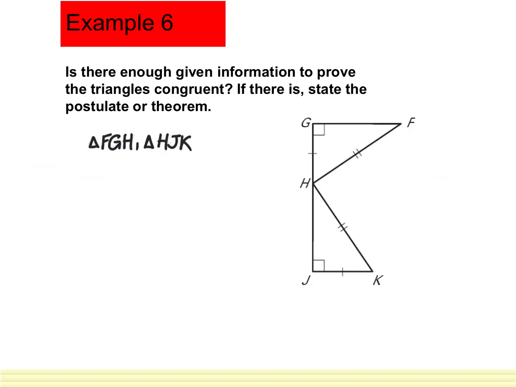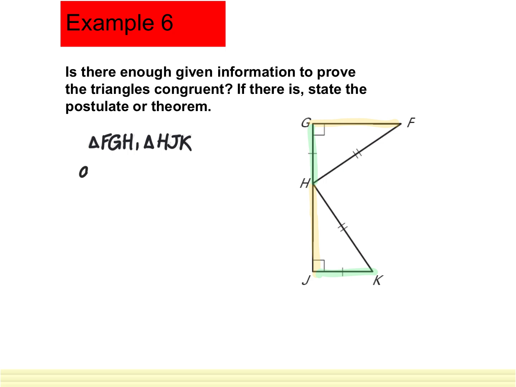Is there enough given information to prove the triangles are congruent? If there is, state the postulate or the theorem. So the triangles that we have to find are FGH and HJK. Now, I'm going to highlight them. FG goes with HJ. GH goes with JK. And then the hypotenuse is the other one.